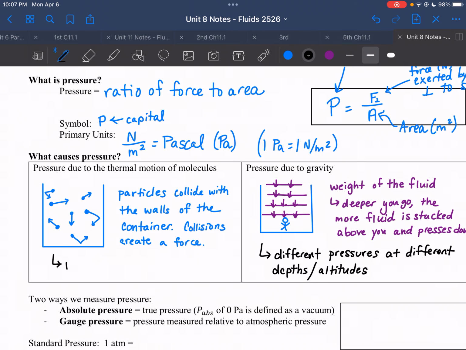This is really looking at the microscopic level. You can also think of this as changing the temperature is also going to create more collisions. So that would also change your pressure here.